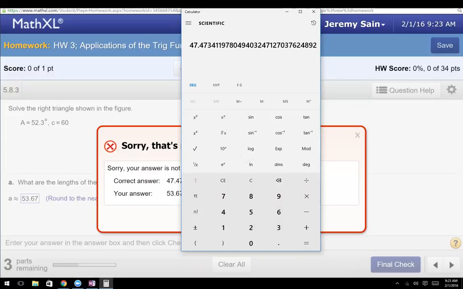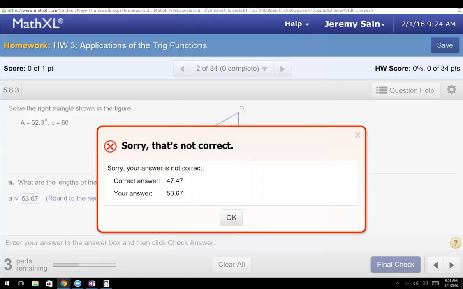It does work. Okay. So for the other one, it's going to be 52.3, except since we're looking for the adjacent now, it's going to be cosine instead of sine, and then times 60. Or since we already have the first two, you could just do Pythagorean if you wanted to. 36.69.